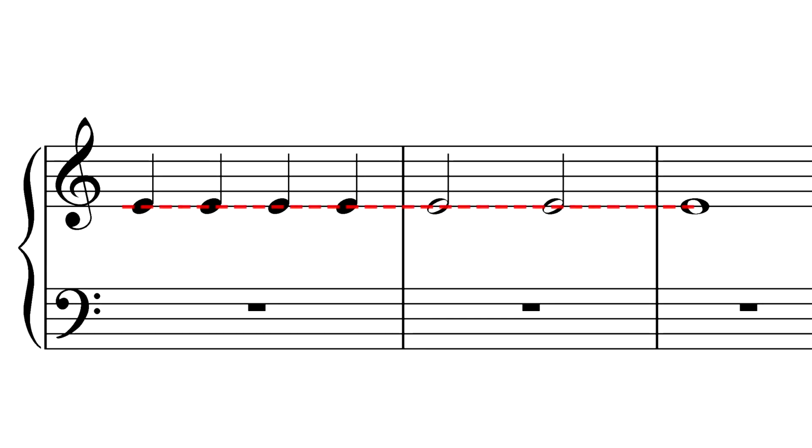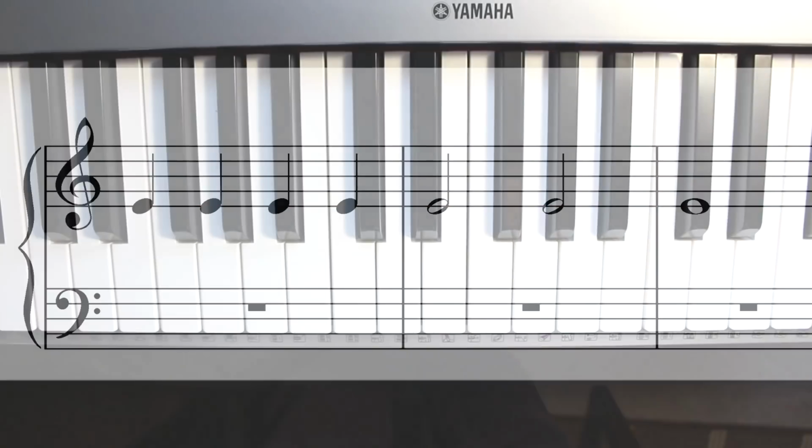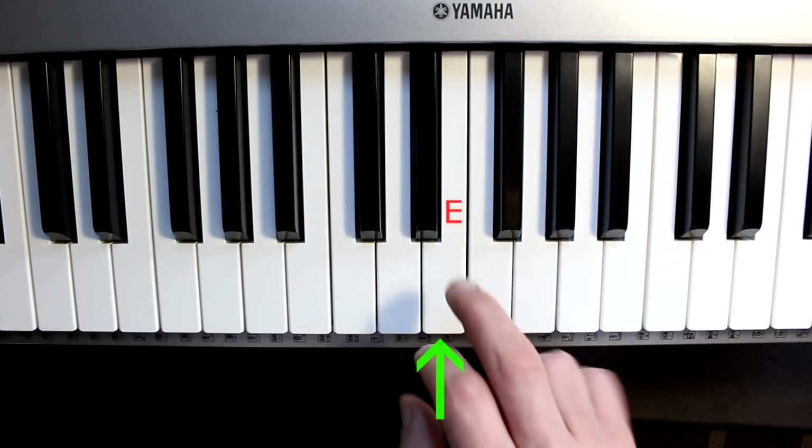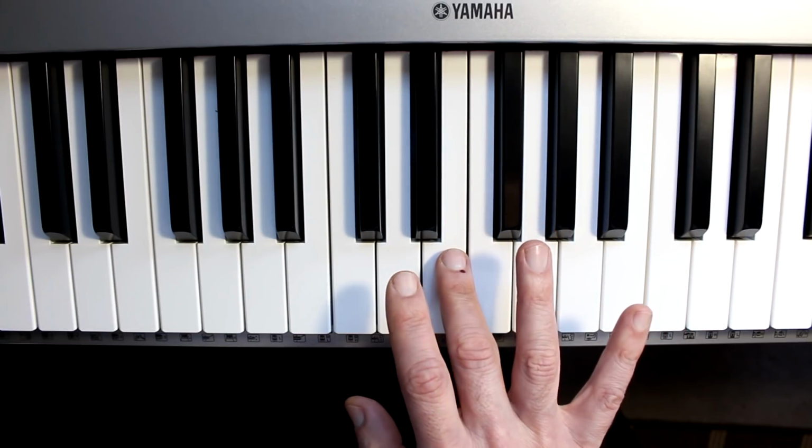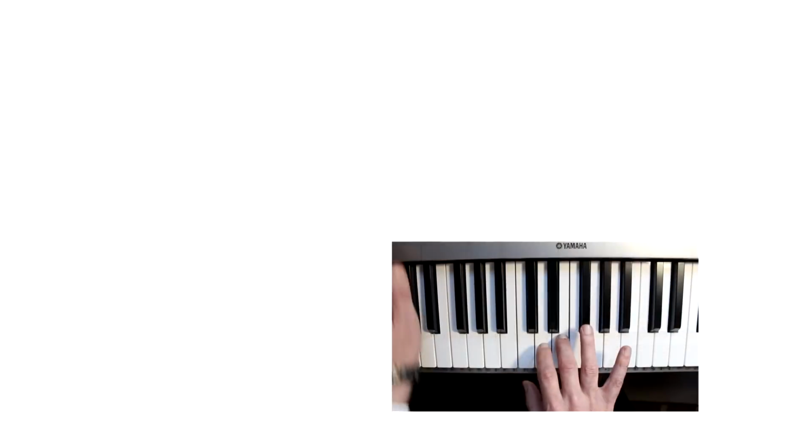This note on the right hand staff is called E. Every time you see it, play this key with this hand and at the moment with this finger.